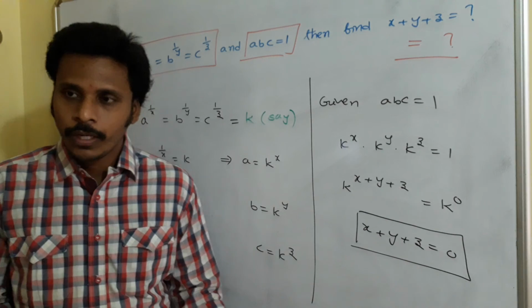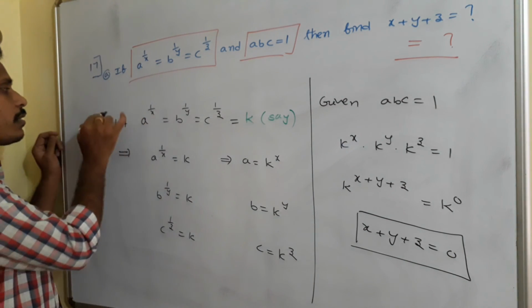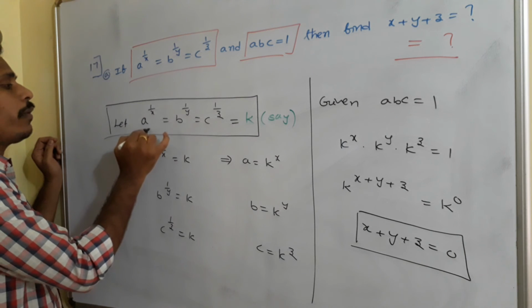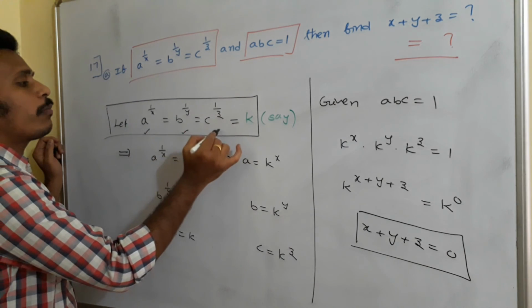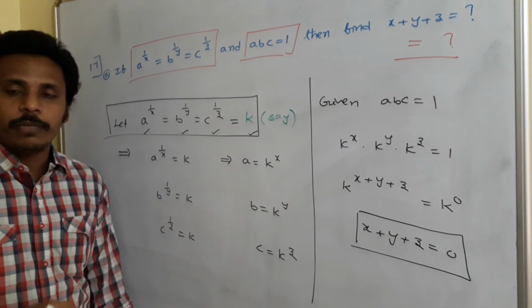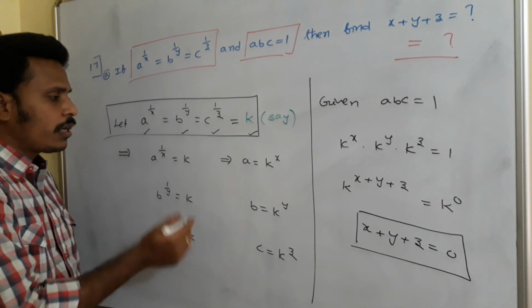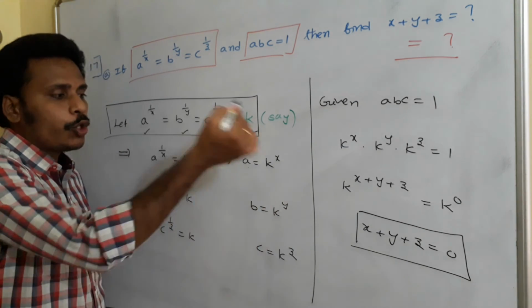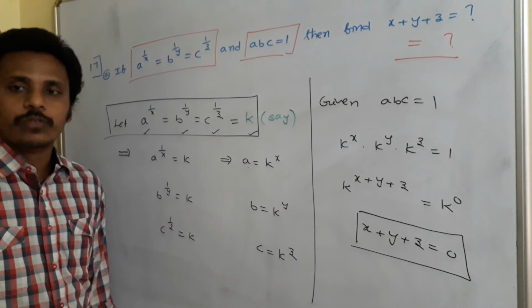And your answer at the end for the problem is 0. Very simple. And this way of assumption, considering that a power 1 by x is equal to b power 1 by y is equal to c power 1 by z is equal to k, is the main, key part of the problem. After this, just simply express a, b, c as k power x, k power y, k power z. Use them and get the value of x plus y plus z.